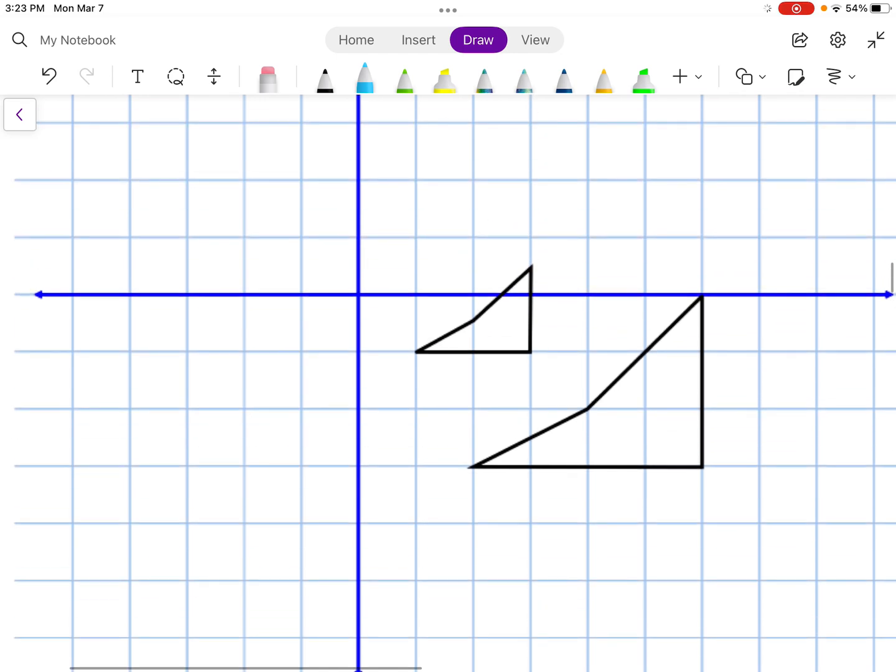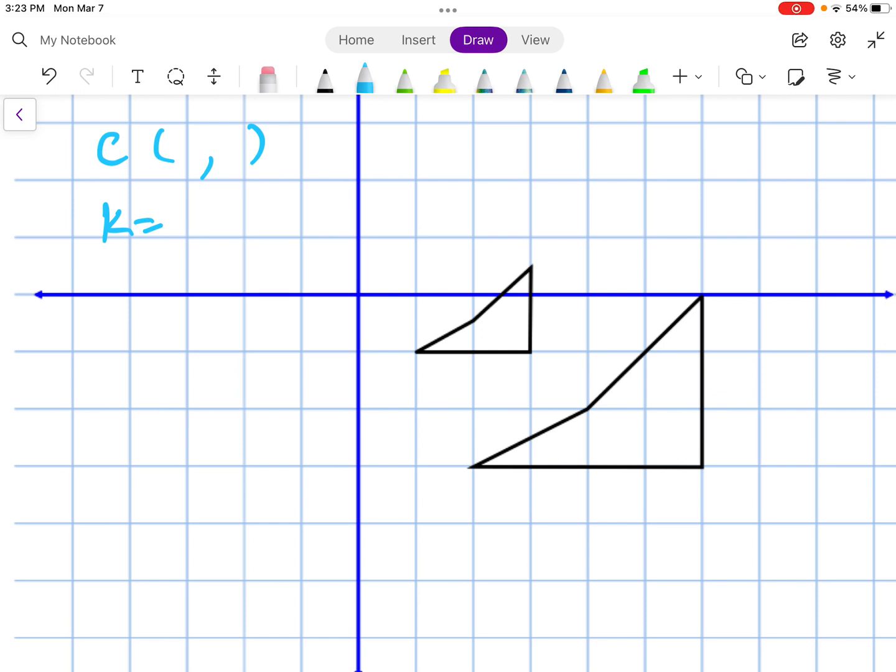This one's a little backwards. This one has the two shapes, and you're going to find the center of dilation. So where's the point C at? And you're going to find the scale factor. You're going to find out what K is equal to.